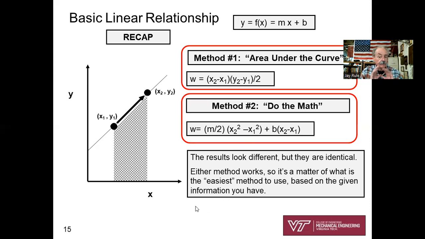Okay, so for this particular situation, either method will work. It's just a matter of what's easiest for you and what data that you're given. If you're given the x's and the y's, go with method 1. If you do not have the y values and you only have the x values, go with method 2.